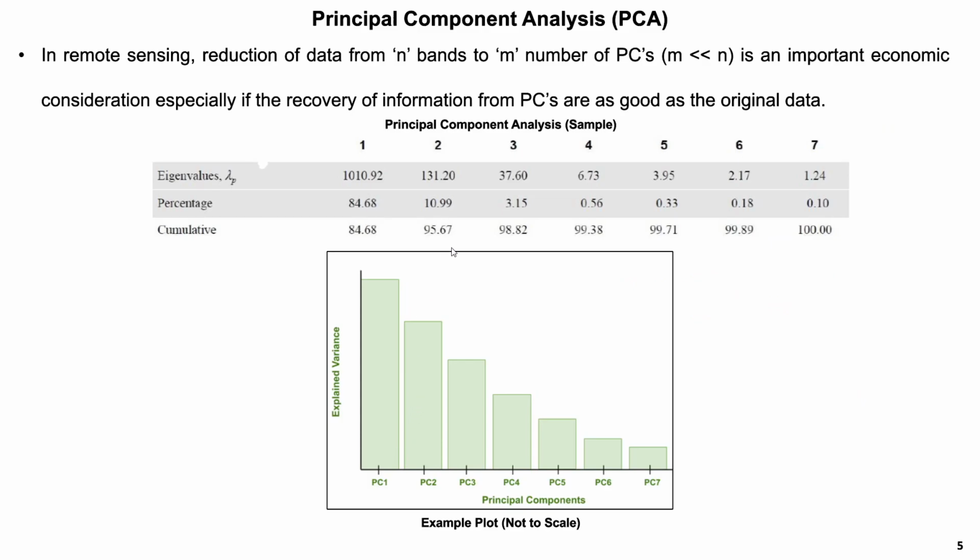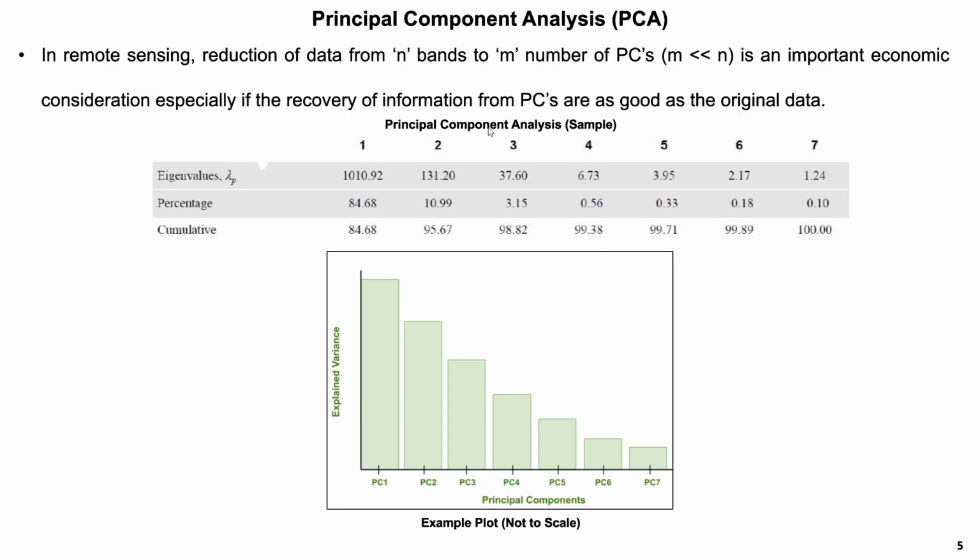So this is what I was saying. So in remote sensing, when we see there are n bands, and we need to reduce to m number of principal components, and m is less than n. And why do we do that? Because it is an economic consideration. So if you have n number of bands, it will be computationally intensive to analyze the data. So we make use of principal component analysis to reduce the dimension.